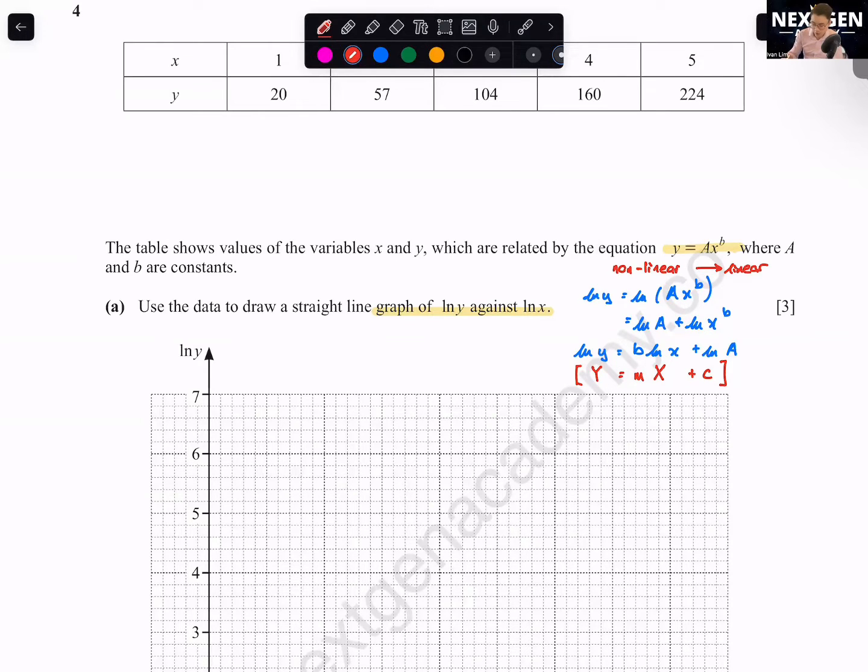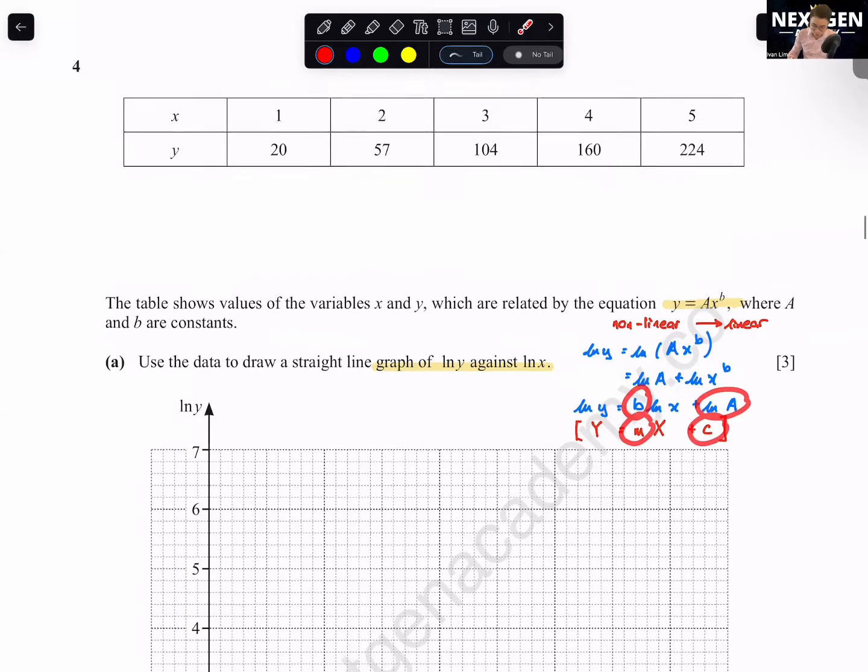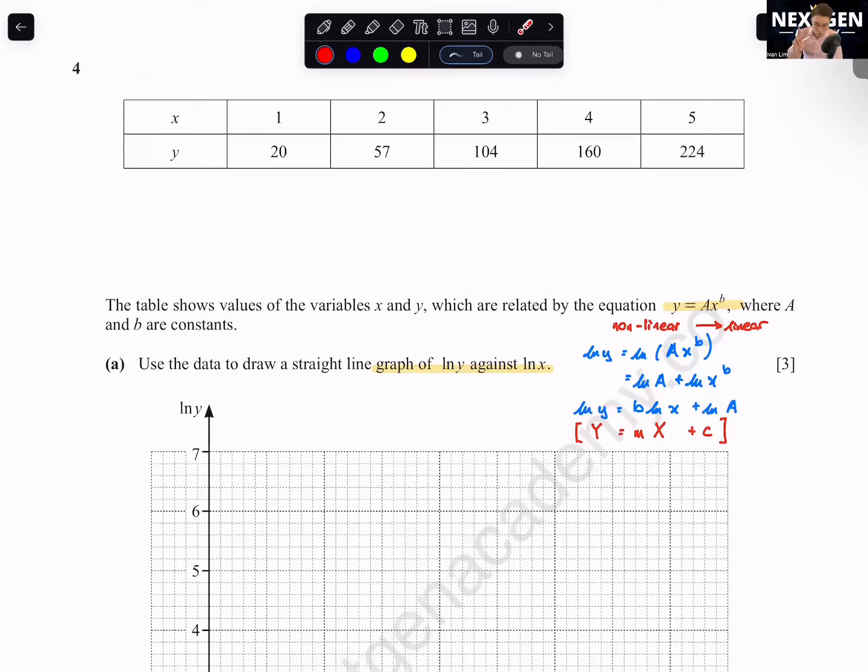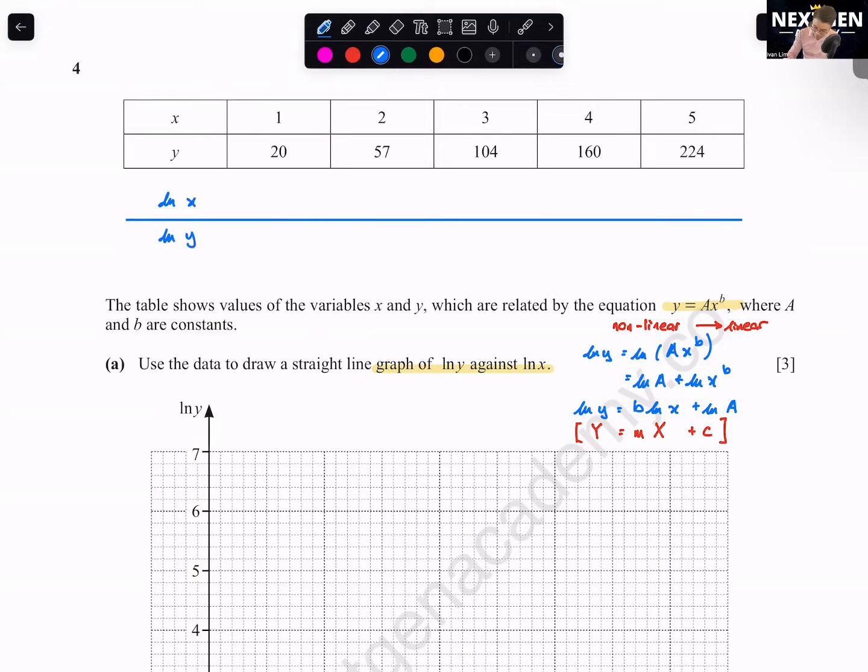Now, after you have found this, that means now I know that b represents gradient. Ln a represents y-intercept. Okay, so this is the information that we need. Next thing, put into the table your new values of ln x and ln y. So below this table, create another table, ln x, ln y. Just draw at the bottom here. Do you need to show the values here? They just show it. They will give you marks for it, I think. Maybe if they are generous, or maybe if you draw your graph wrong, they might give you at least some sympathy marks.